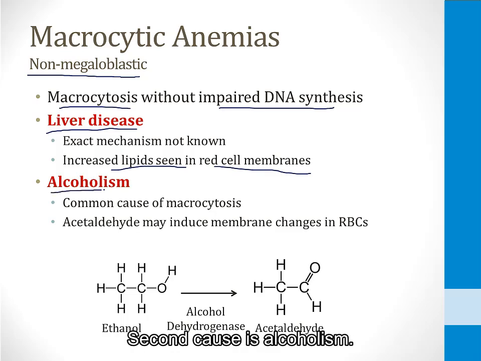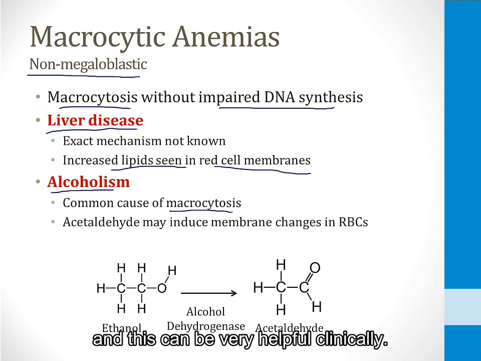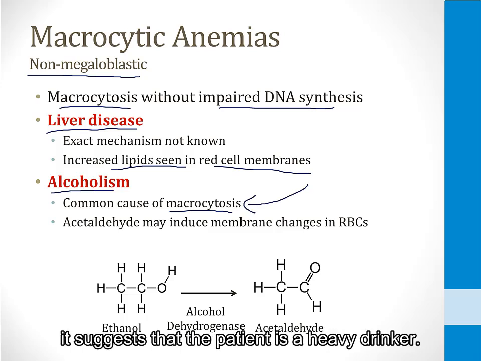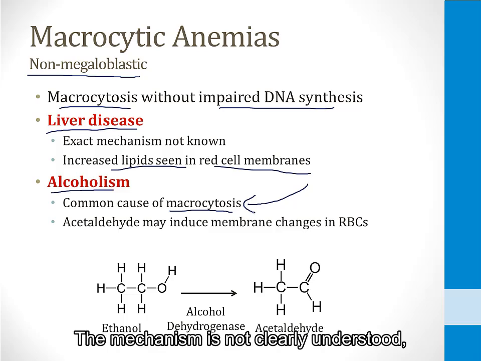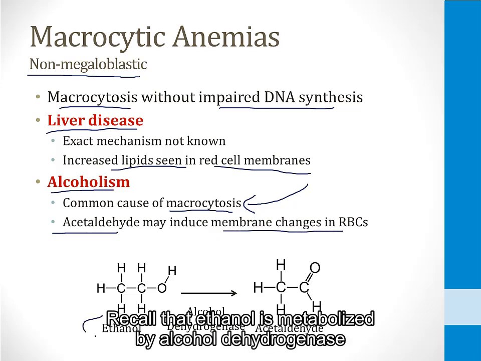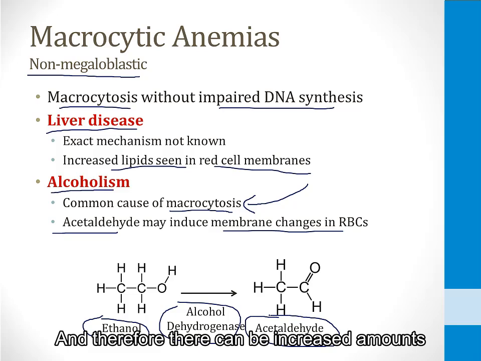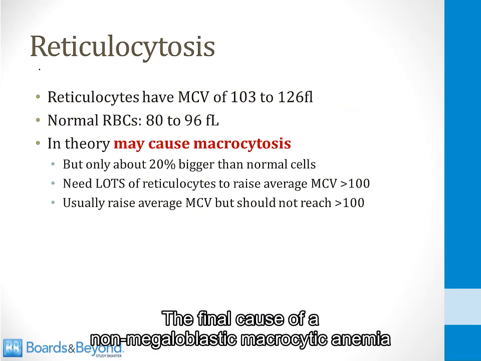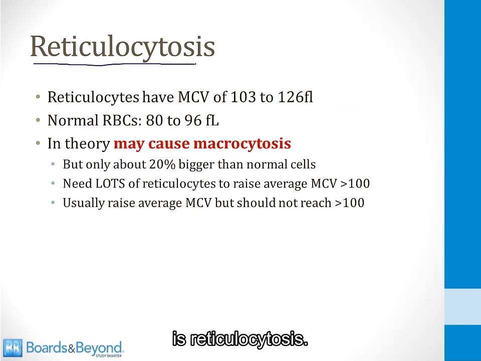Second cause is alcoholism. This is a common cause of macrocytosis, and this can be very helpful clinically. Many patients deny or underestimate the amount of alcohol they consume. However, if you see that the MCV is elevated, it suggests that the patient is a heavy drinker. The mechanism is not clearly understood, but it's believed that acetaldehyde may induce membrane changes in the red cells that lead to the increased MCV. Recall that ethanol is metabolized by alcohol dehydrogenase into acetaldehyde, and therefore there can be increased amounts of acetaldehyde in patients who are alcoholics.